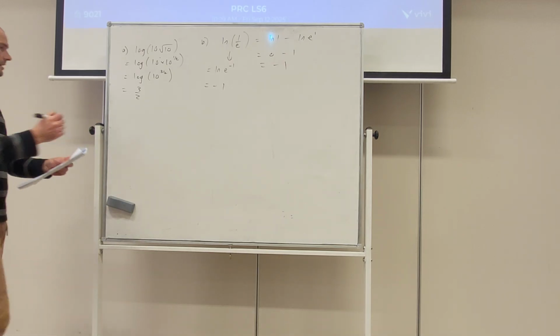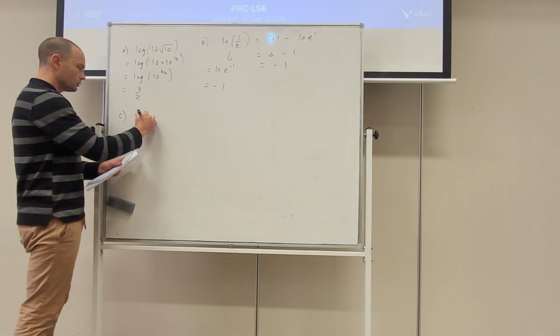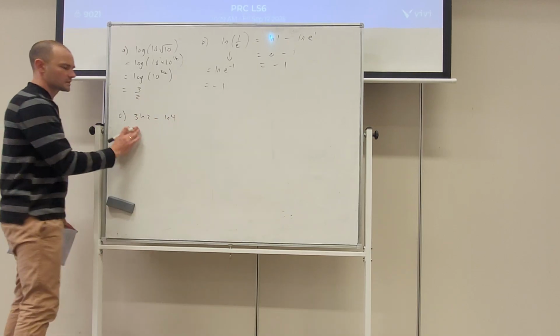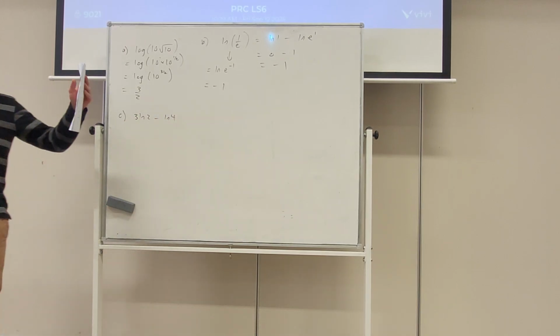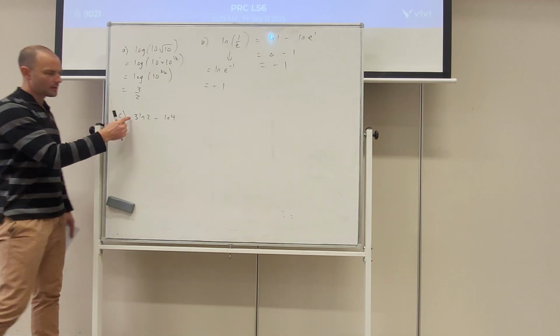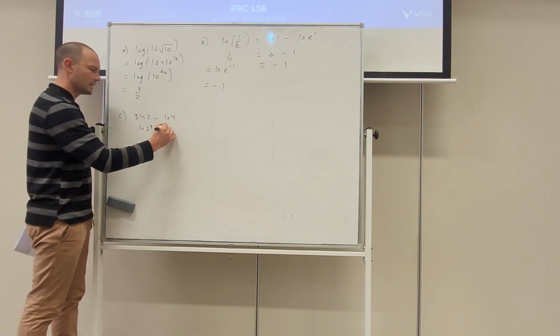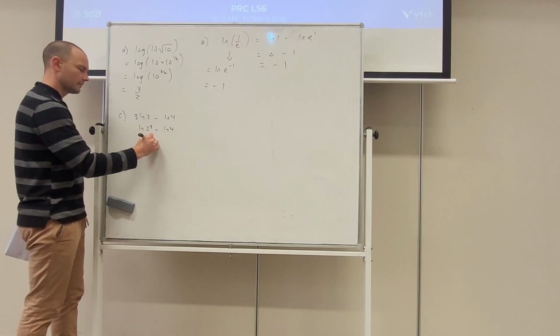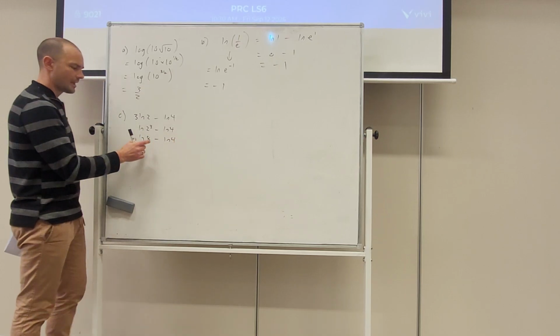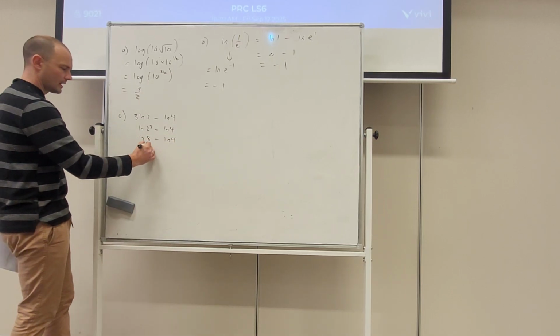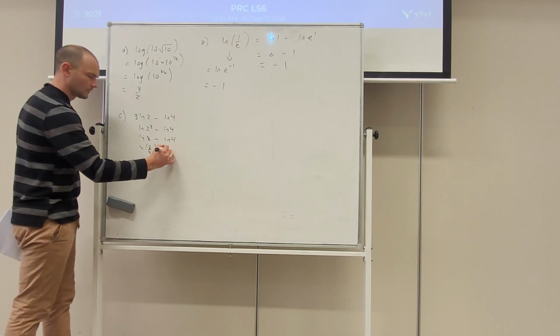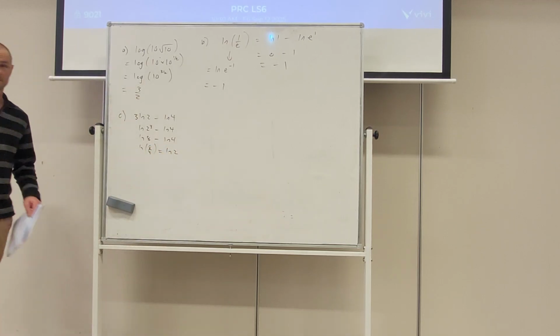For C, we have 3 ln 2, take away ln 4. We're going to collect these together to be a single logarithm. But before we do that, we're going to take this power up to the top here. We would have ln of 2 to the 3, and 2 to the 3 is ln of 8. Then we have ln A take ln B, we can write it as ln A on B. That simplifies to ln of 2.